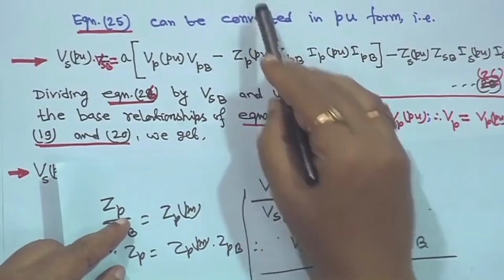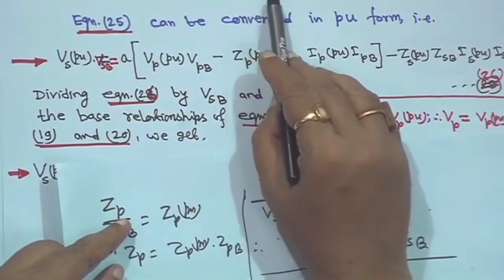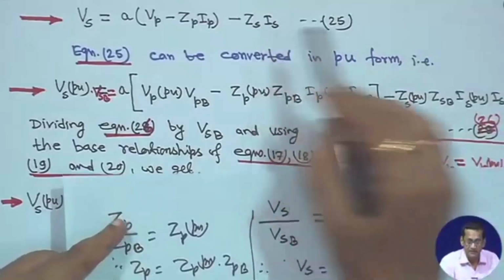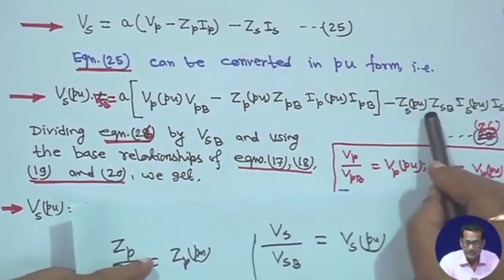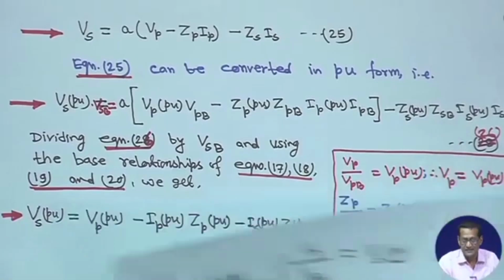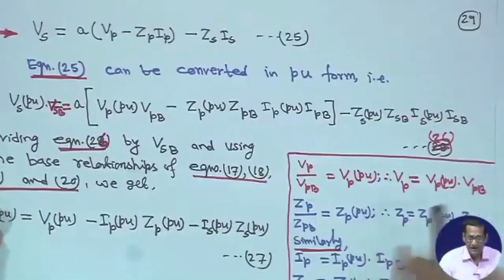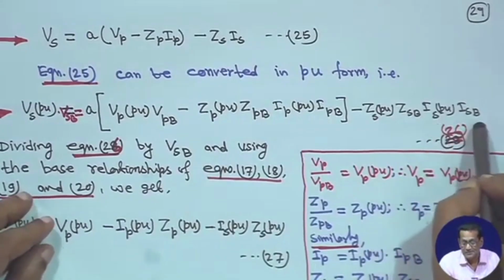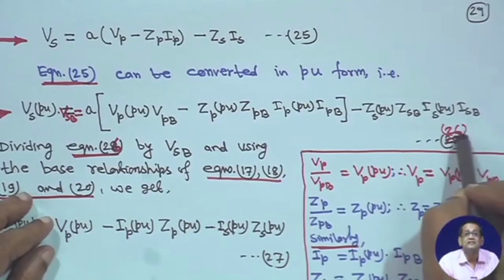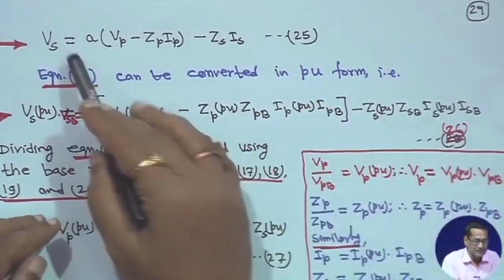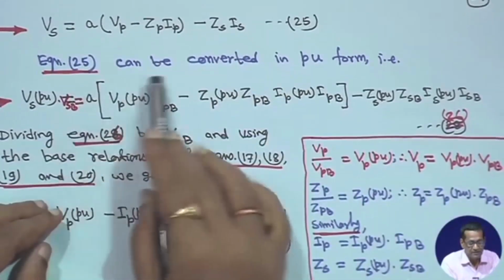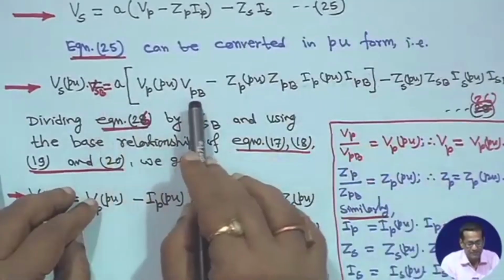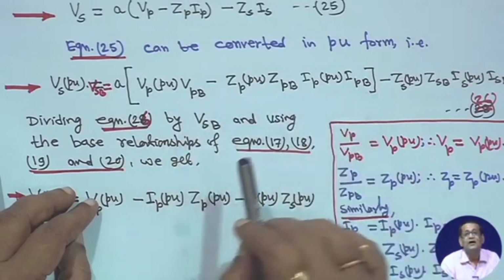So, bracket close. Now, similarly for secondary side, this minus ZSIS term. So, ZS is equal to ZS per unit into ZSB, that is the secondary side base impedance, right, and this IS is equal to IS per unit into ISB, the secondary side base current. This is equation 26, right. So, all this can be put in the per unit form, but at the same time their base values are all multiplied, right.